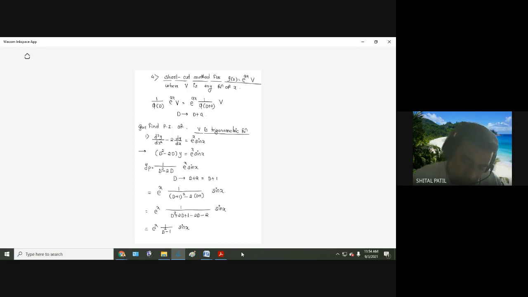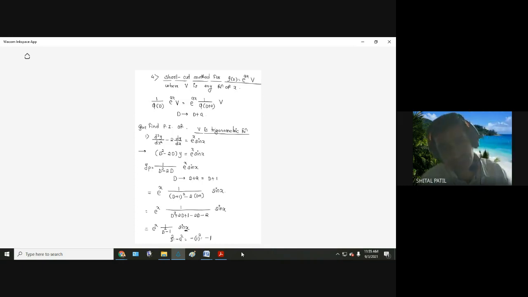Okay, so now what is the formula for the trigonometric function? D square is to be replaced by minus a square. What is a here? Coefficient of x in trigonometric terms, so 1. So replace d square by minus 1. Do you understand it? Is it coming to everyone's understanding? Okay, so it is like this.